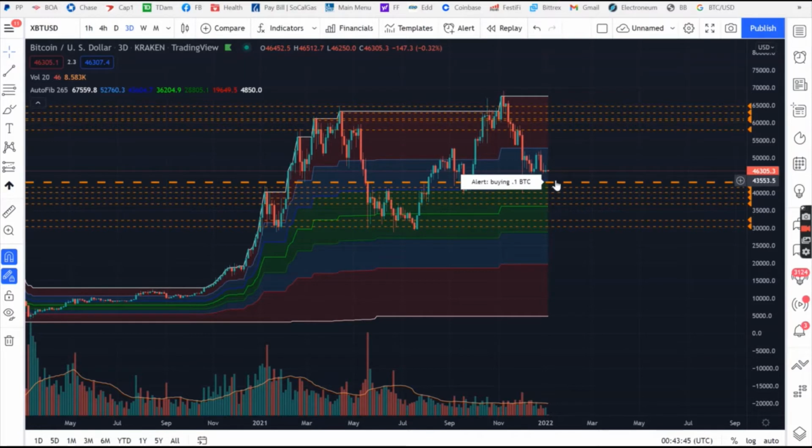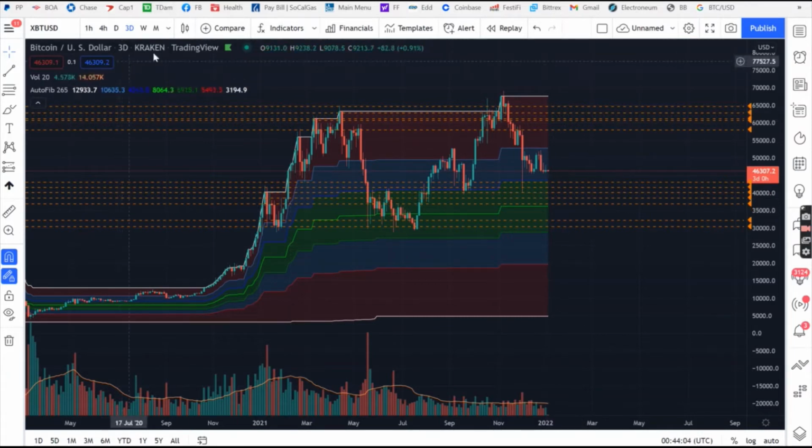So this is right at 43,533, and then my last buy order there, right on the green 0, is at 36,273. If all of those fill, I'll be happier than a pig in shit. So I like the way this 3-day chart is looking on this auto fib.